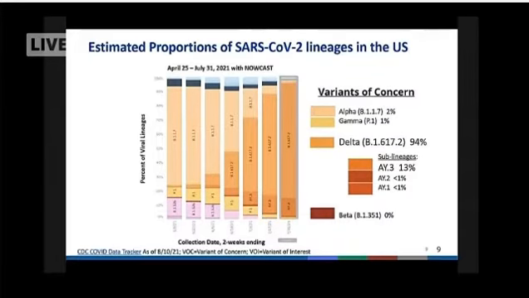In projections for the 2 weeks ending July 31st, Alpha decreased to a projected prevalence of 2%. Gamma decreased to 1%, and Beta remained at 0%, while the Delta variant increased to 94%. Recently, the graph was changed to display the different delta sublineages, and AY3 has increased to 13%. This sublineage does not contain the so-called delta plus mutation. Next slide.